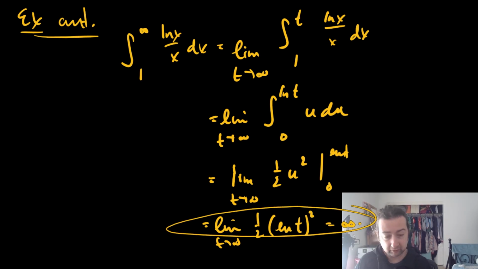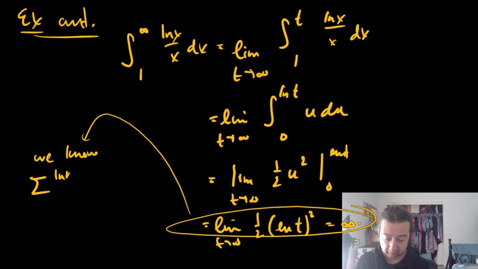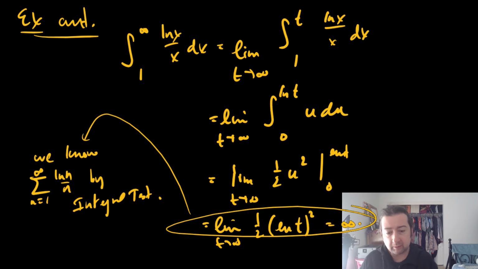Since this was divergent, we know this diverges by the integral test. So that's the sort of walkthrough of the steps that you need to actually apply an integral test.